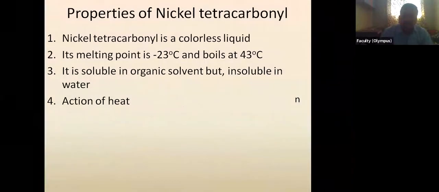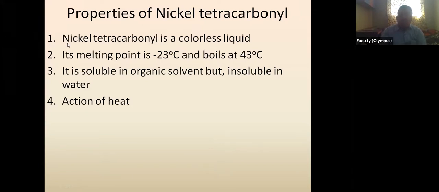Now, afterward in this lecture, we have to see the properties of nickel tetracarbonyl. This topic is in physical plus inorganic chemistry paper. This unit is metal carbonyls. We have seen what metal carbonyls are, their classification, and for your syllabus there is preparation, properties, and structure of nickel tetracarbonyl. We have seen the preparation of nickel tetracarbonyl. Now we have to see the properties of nickel tetracarbonyl.